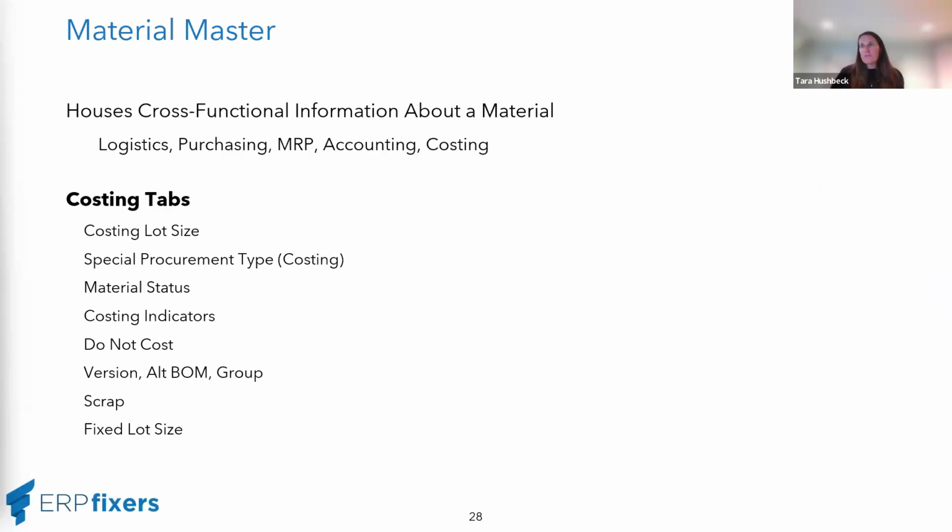And just take a quick look at the material master. So the material master houses, as you all probably know, a bunch of cross-functional information about a material. There's logistics, there's accounting, there's MRP, there's purchasing, there's warehousing, there's all sorts of stuff.